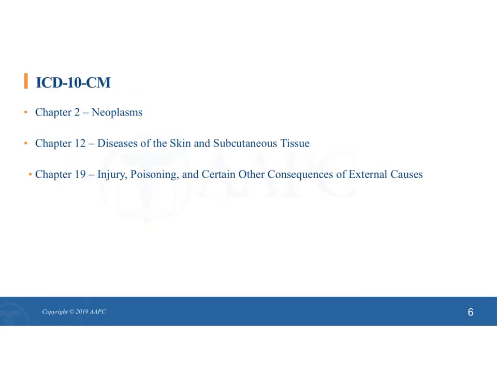The ICD-10-CM codes that are important to recognize for the integumentary system come from Chapter 2 of the ICD-10-CM code book, and those are the neoplasms. Chapter 12 is for the diseases of the skin and subcutaneous tissue, and Chapter 19, which are for injury, poisoning, and certain other consequences of external causes. Additional codes may be used for disorders of the breast, which are often found in ICD-10-CM Chapter 14, Diseases of the Genitourinary System.